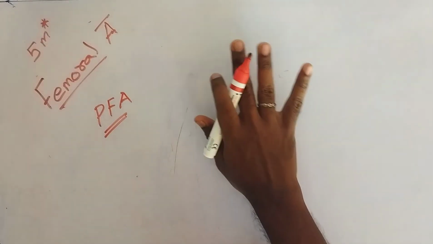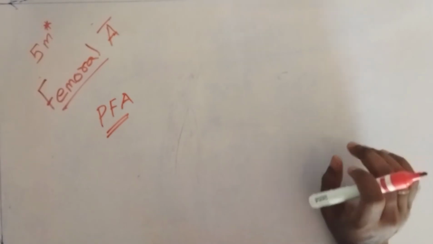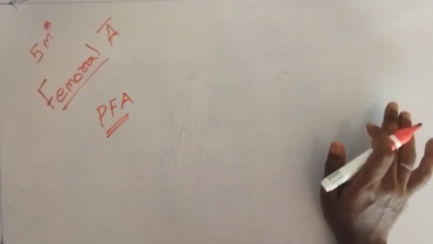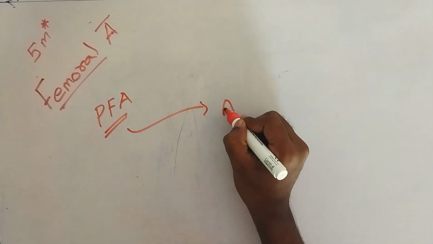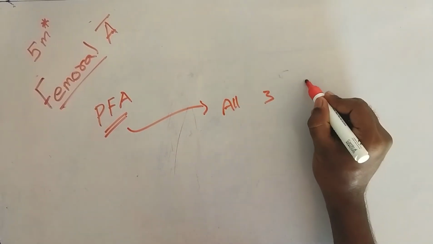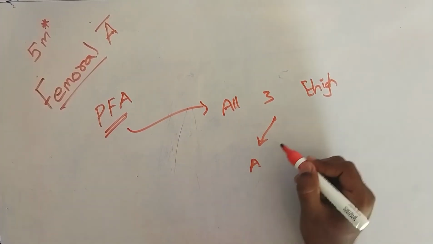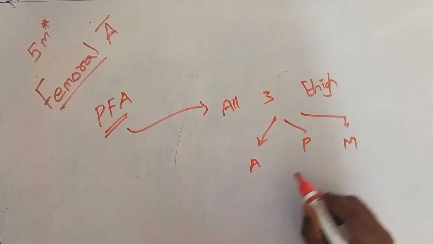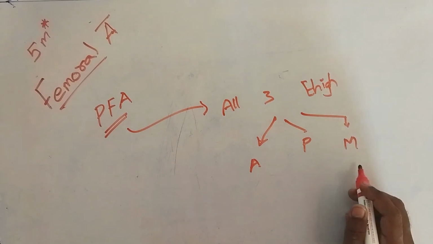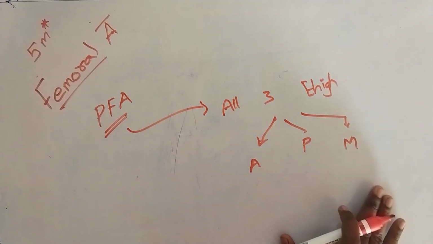We will discuss this artery. It is the largest branch of the entire femoral artery, and it is the chief artery of supply. That means it is the chief artery that supplies all three compartments of the thigh: the anterior compartment, the posterior compartment, as well as the medial compartment.